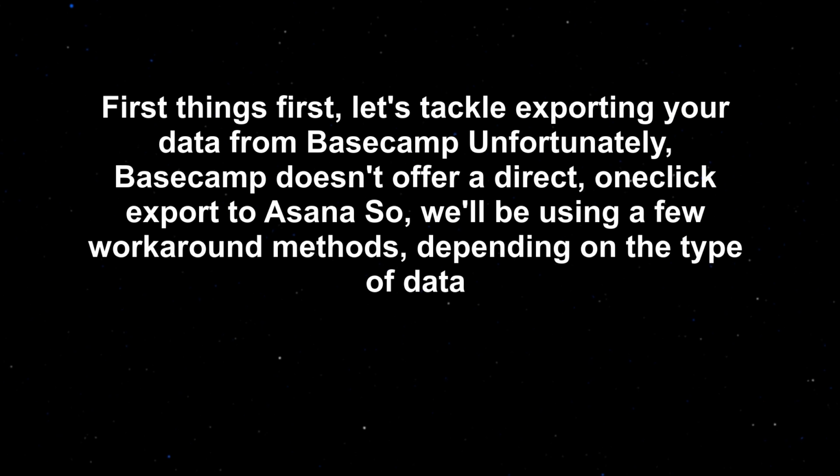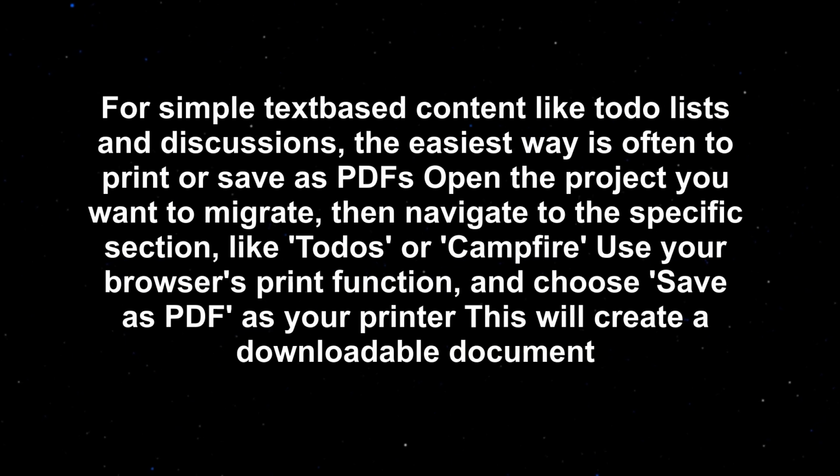Unfortunately, Basecamp doesn't offer a direct, one-click export to Asana, so we'll be using a few workaround methods depending on the type of data. For simple text-based content like to-do lists and discussions, the easiest way is often to print or save as PDFs. Open the project you want to migrate, then navigate to the specific section, like to-dos or Campfire. Use your browser's print function and choose Save as PDF as your printer. This will create a downloadable document.